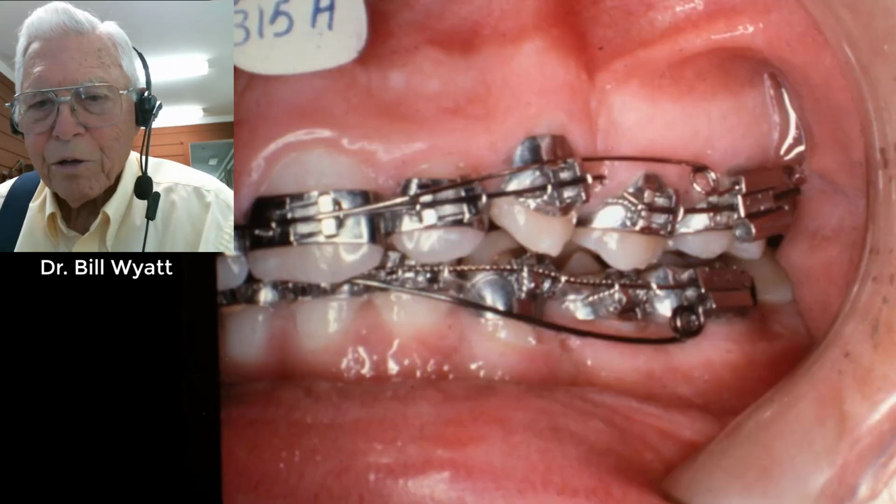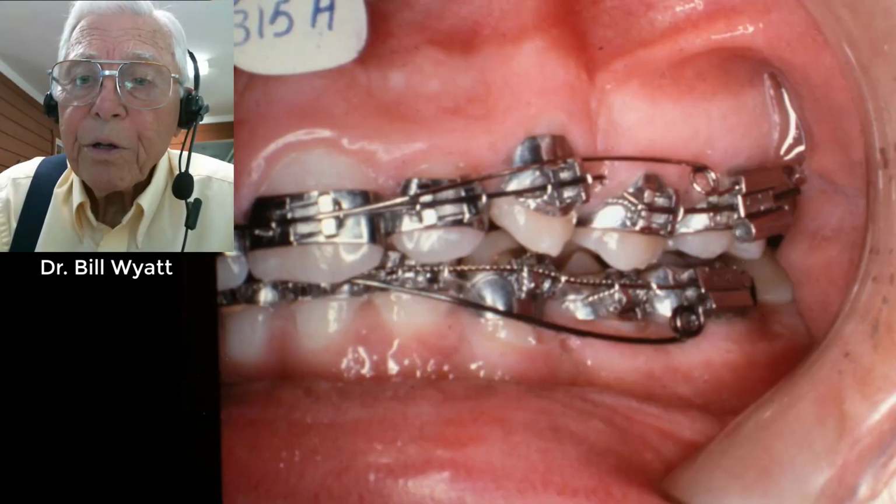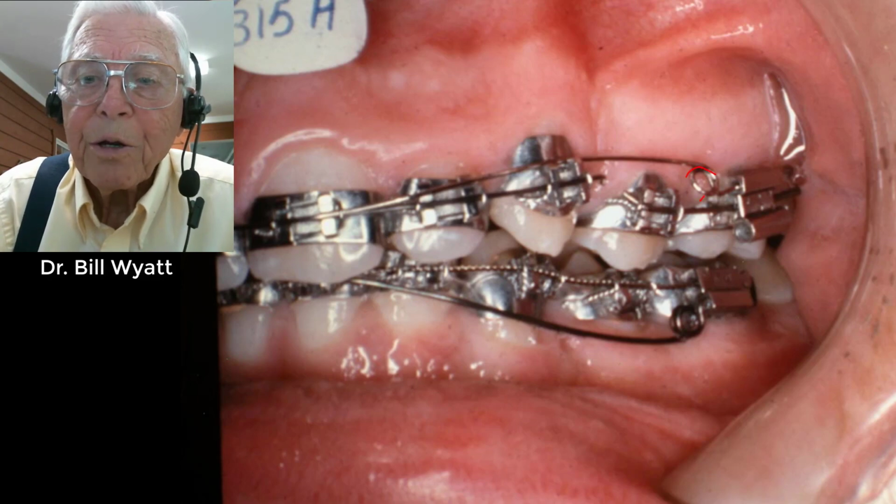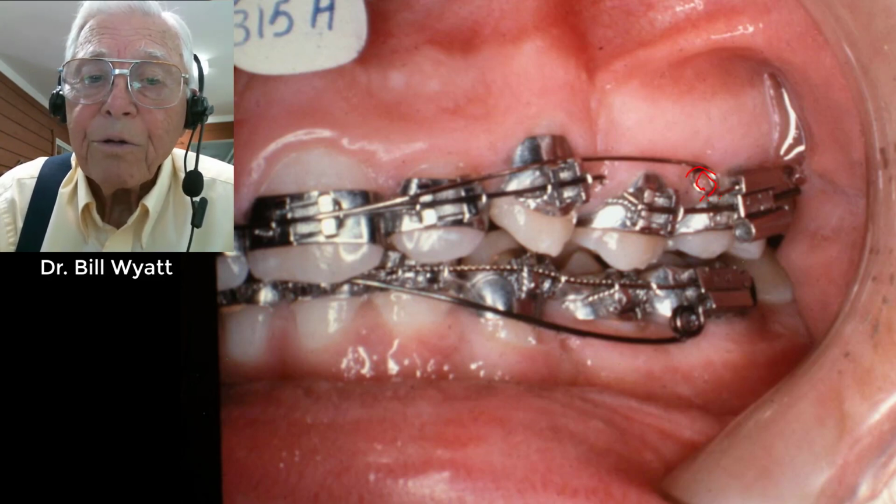All right, on each side now we put 2 intruding wires. This doesn't go all the way around, but it's just the same way.